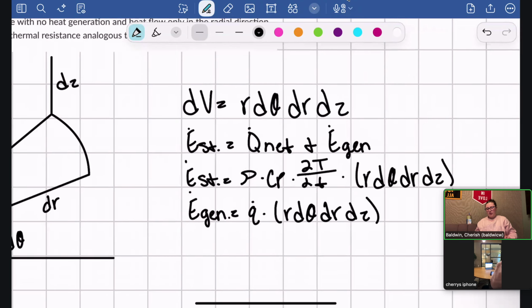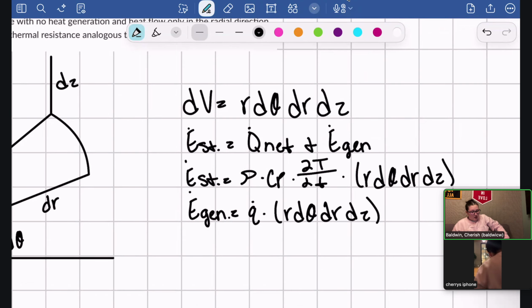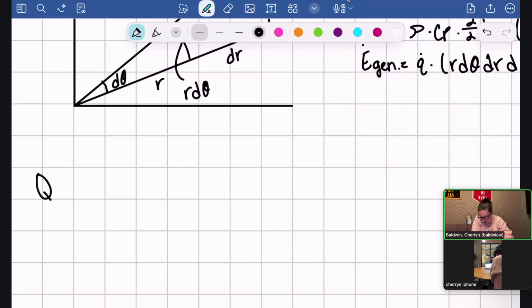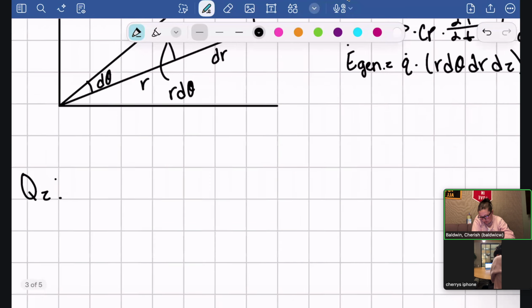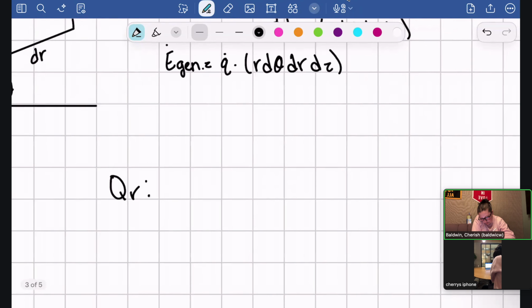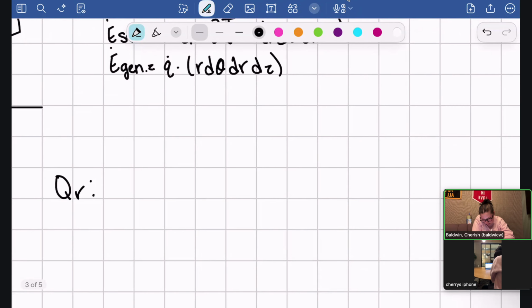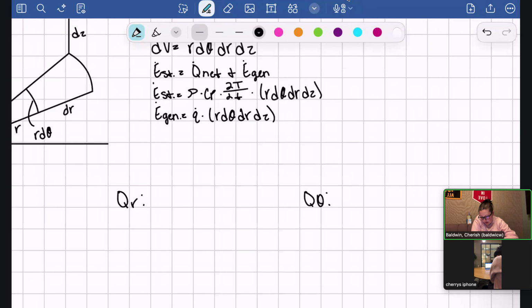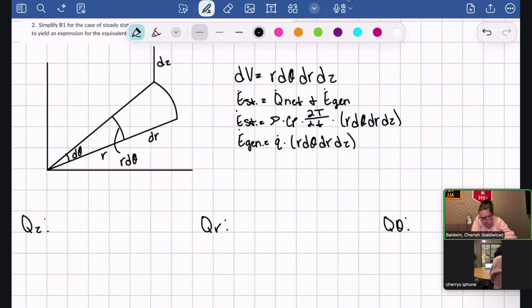Alright, and Q net has three different equations for the three different planes that heat is going to be going through, which are Qz, Qr, and Q theta. So the first one, Qz, let me first draw this in 3D.